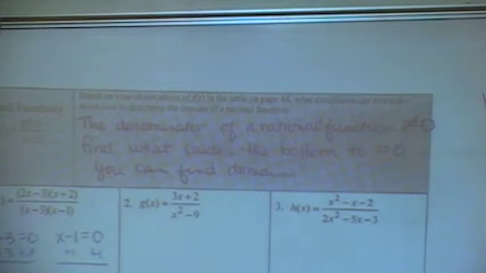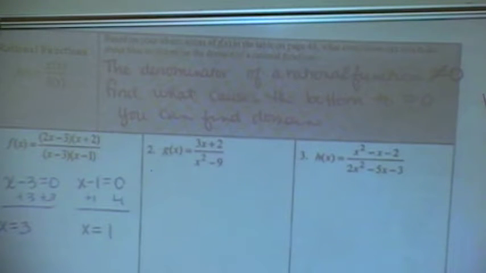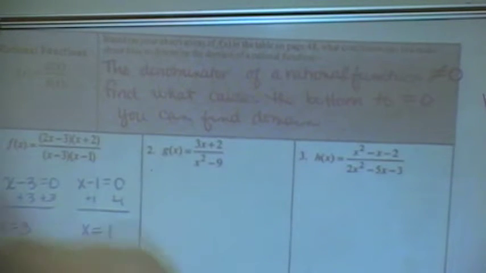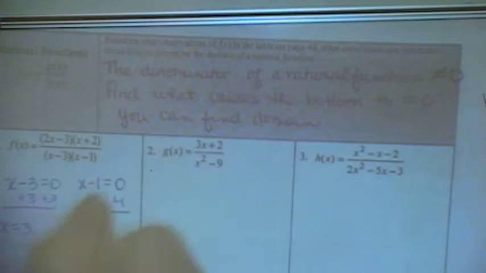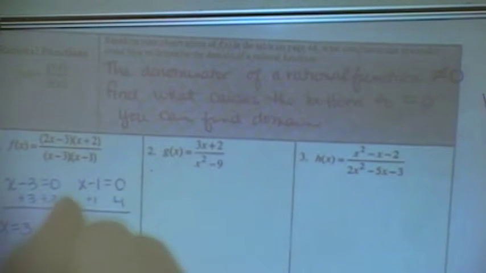Since I know that I don't have any holes, because nothing matched on top and on bottom, these are the 2 x values it cannot be. With rational functions, it can be everything else. So I'm going to go negative infinity to 1. And this is rational, so these are asymptotes, so it's not a bracket, but a parenthesis. In union with 1 to 3, in union with 3 to infinity.